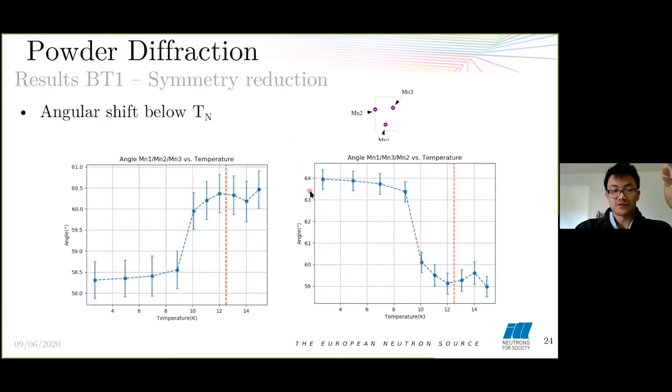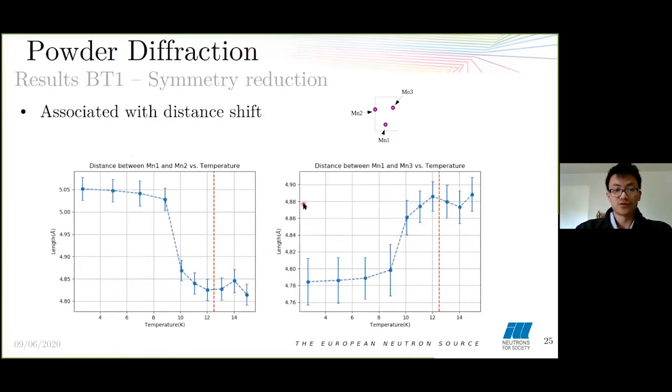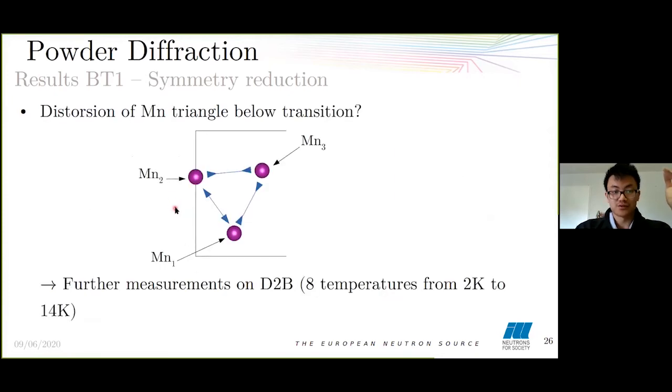So here are the results. You can see that below the Tn, the angles are decreasing on one side and increasing on the other. And this is obviously linked to the evolution of the distances between the manganese atoms. This can be summarized in this picture. It seems that the length between these 2 atoms is increasing, and these 2 distances are decreasing.